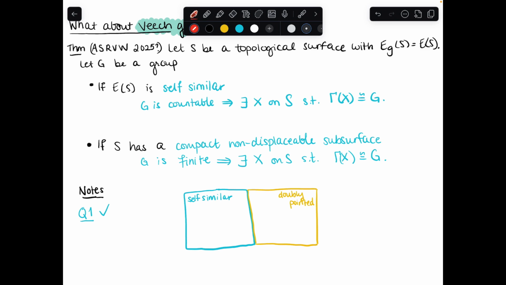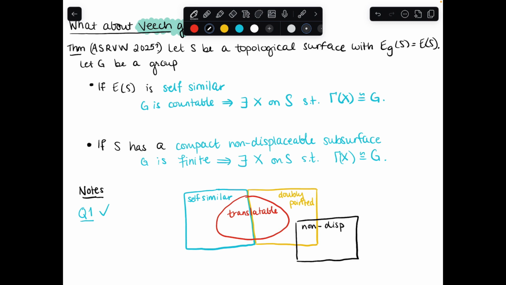So self-similar end space and doubly pointed end space are mutually exclusive. Translatable, which is a term originally introduced by Anshel Schaefer-Cohen, sits here. And then non-displaceable subsurface that is compact sits over here. And we make our trichotomy by looking at self-similar end space, translatable but without self-similar end space, and otherwise. Those are the 3 bullet points in our theorem.